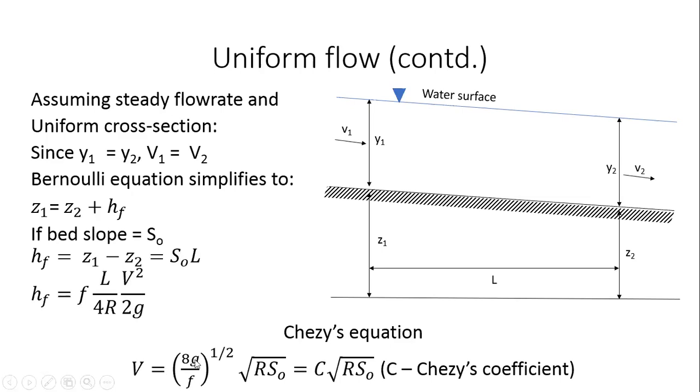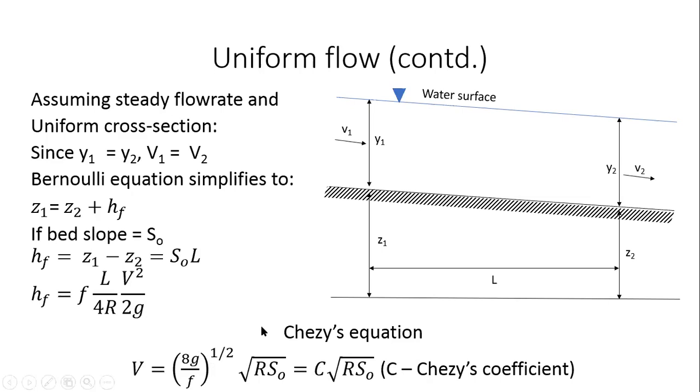This is a very popular equation, which is called the Chezy's equation. So if I rearrange this, I'll get V equal to square root of 8g by small f, so f is the friction factor, times square root of R into S naught. Okay, this square root of 8g by f, we replace it with the coefficient C, capital C, which is called the Chezy's coefficient. So this is the Chezy's equation, V equal to C under root R into S naught, right? Where C is the Chezy's coefficient. So this is a very powerful equation, can help us solve a number of scenarios.